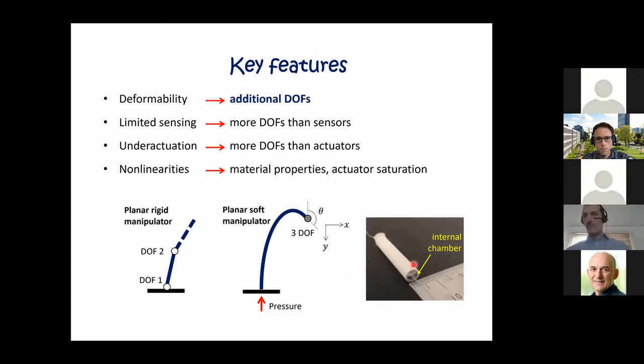This figure is one of our prototypes, which are made of silicone, and this is what I'm going to talk about in specific. They have internal chambers, which we can inflate to achieve bending on any plane. And our manipulators, they are by construction inextensible.